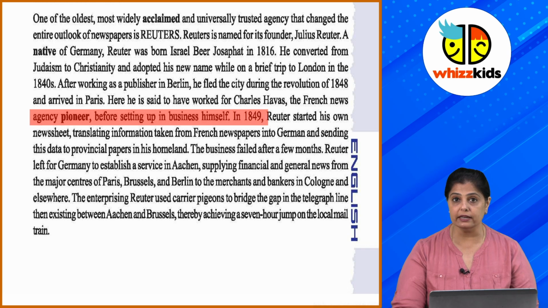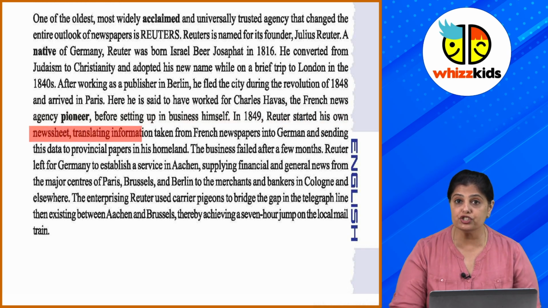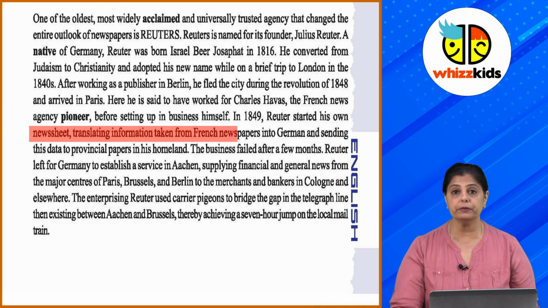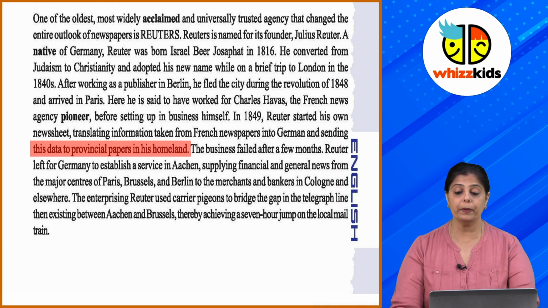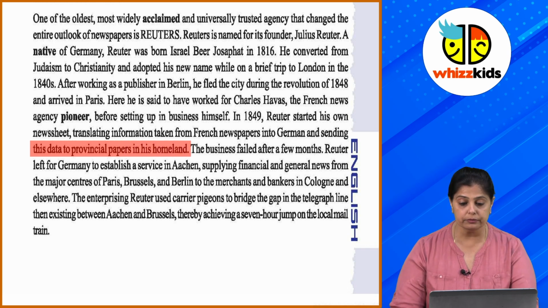In 1849, Reuters started his own news sheet, translating information taken from French newspapers into German and then sending this data to provincial papers in his homeland. So first, he started with a trip to London, okay.